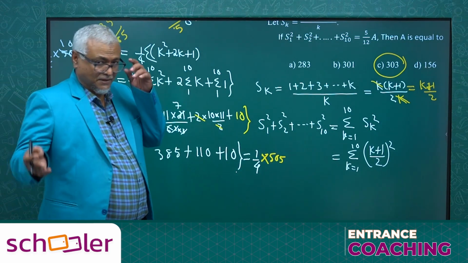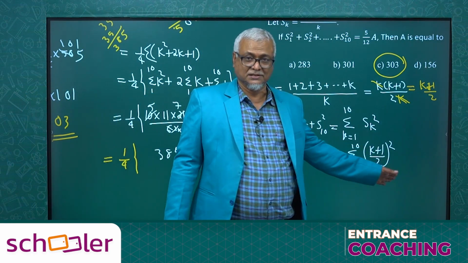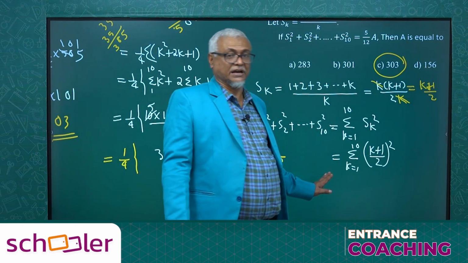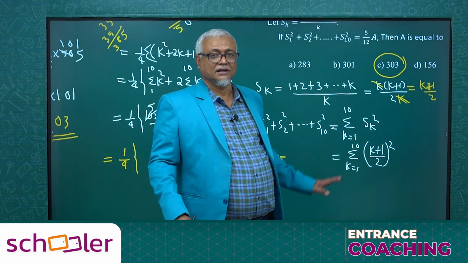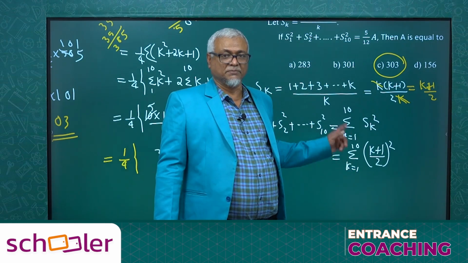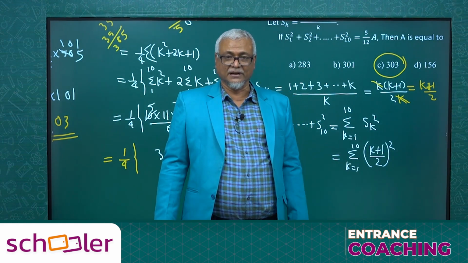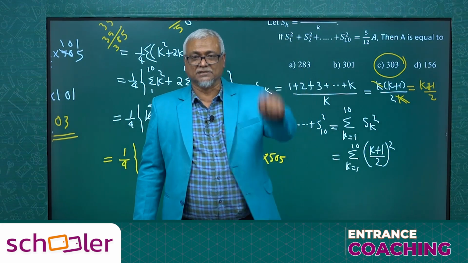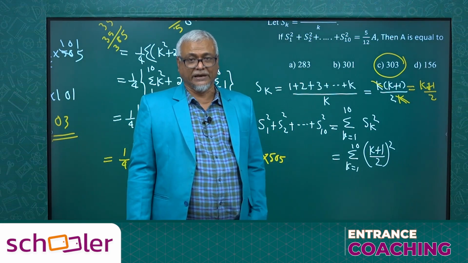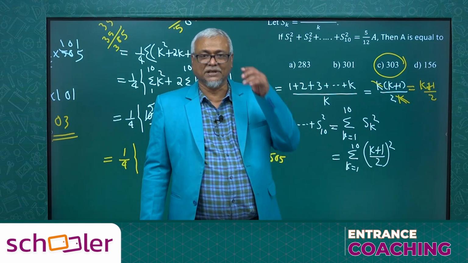Okay, without expanding also you can do this. Take 1 by 4 outside. Yes, you can. So 1 by 4 into (k plus 1) whole square. Put k equal to 1 to 10. You will get 2 square plus 3 square plus etc. plus 11 square. Then how can you sum that?